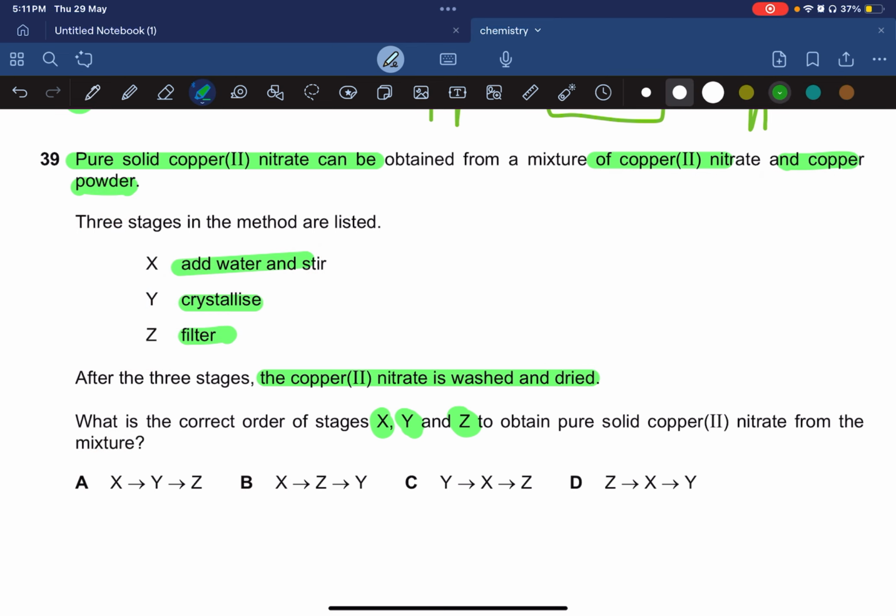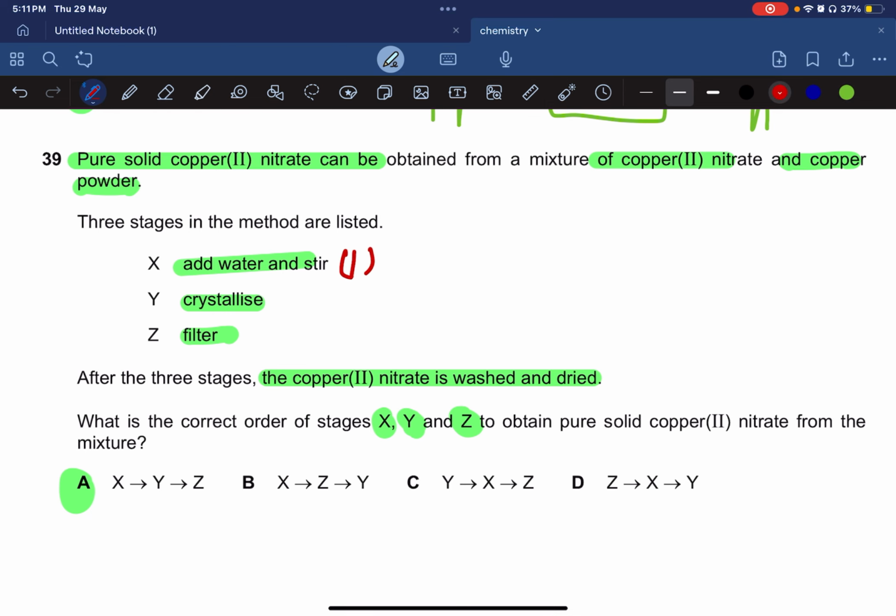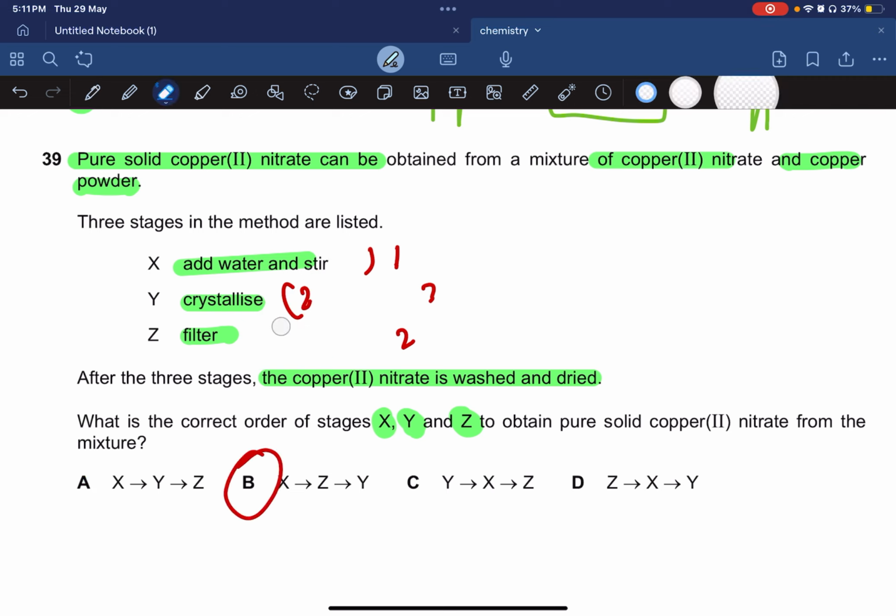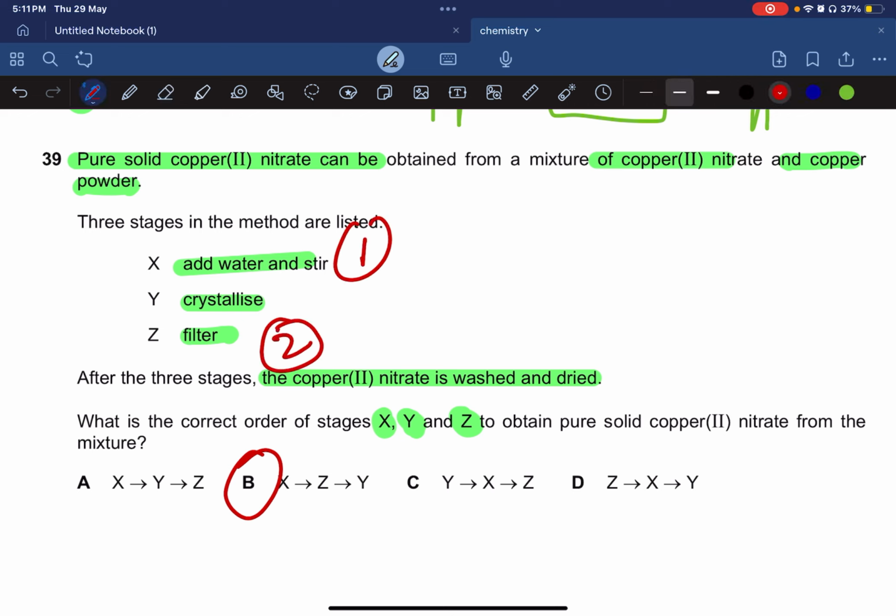So it's written in the correct order. This one was the first, this one was the second, so sorry, not this. I just said it correctly, but I circled wrong, sorry. Number one, then filter out the copper, and then crystallize it. So it's going to be X, Z, and Y.